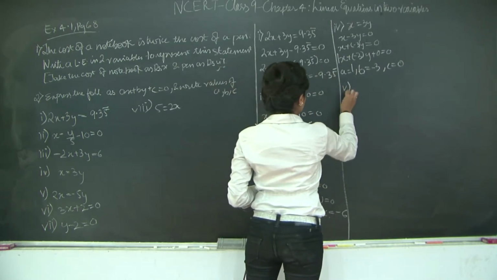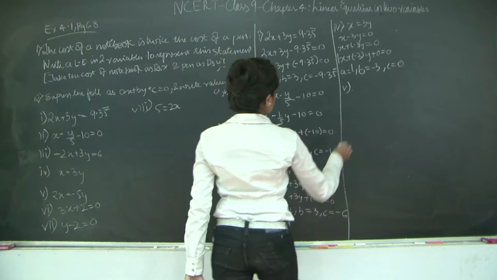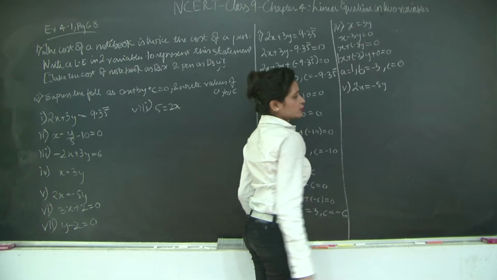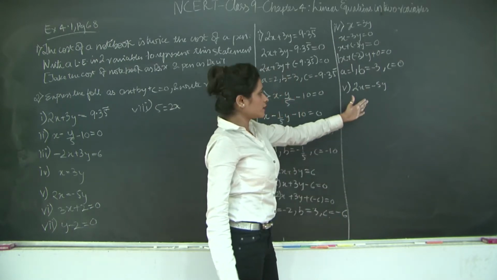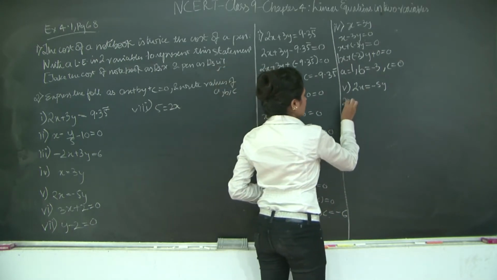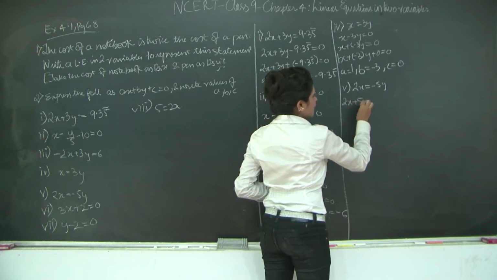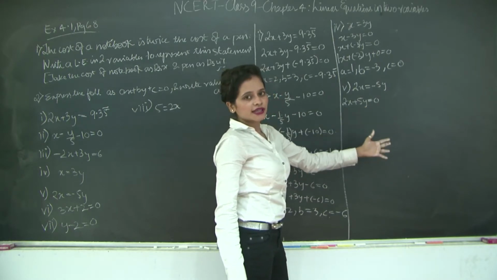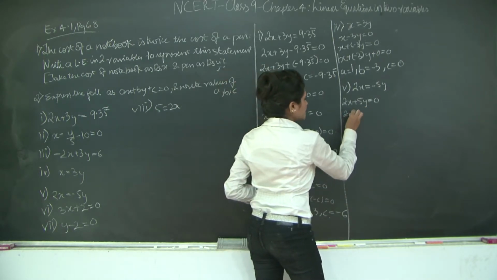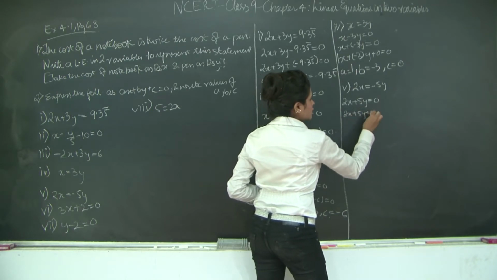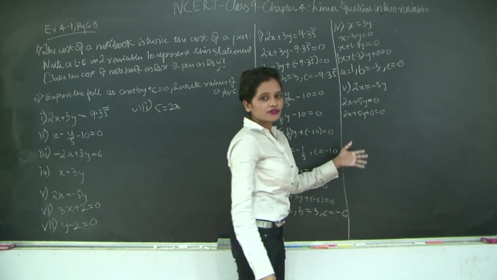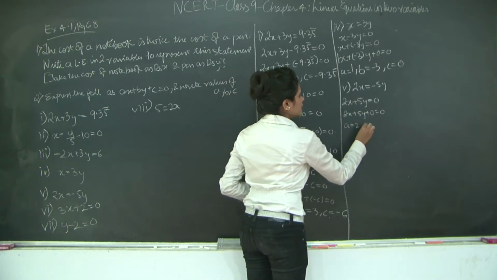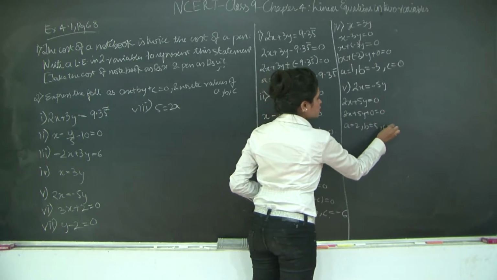So the fifth one, I have 2x is equal to minus 5y. Again, I am going to shift my minus 5y to the left hand side, so it will become positive. So I have 2x plus 5y is equal to 0. Again, this is of the form ax plus by. We do not have a c, so I will just add a 0. So I get 2x plus 5y plus 0 is equal to 0. Now this is of the form ax plus by plus c is equal to 0. Therefore, a is equal to 2, b is equal to 5 and c is equal to 0.